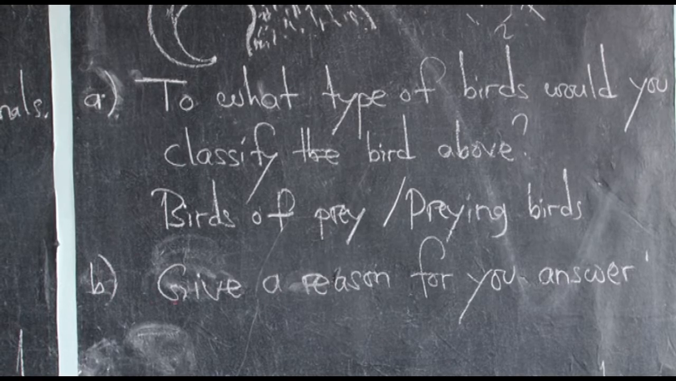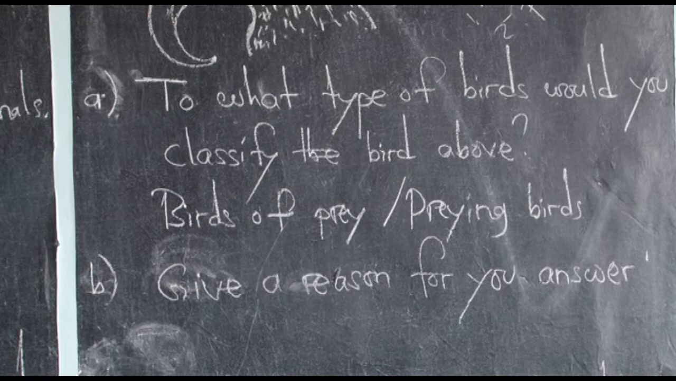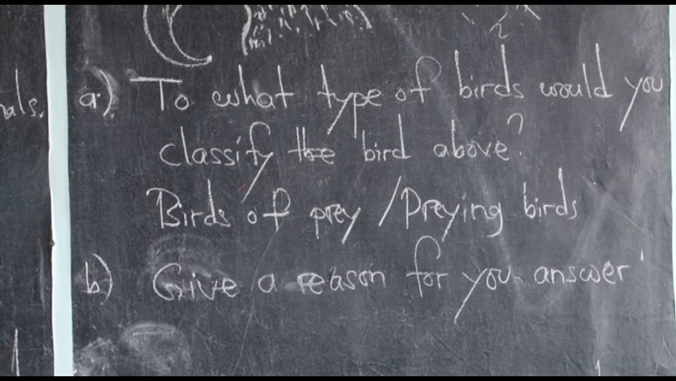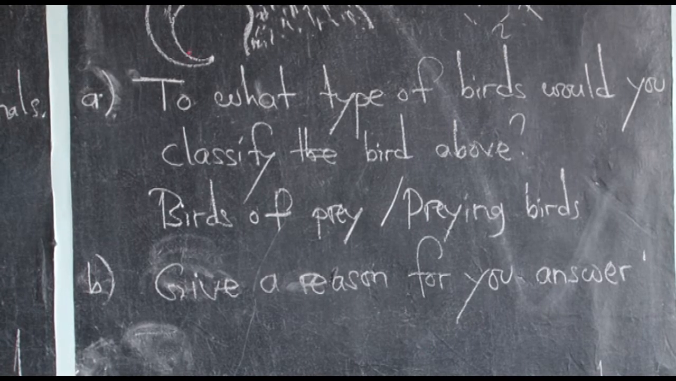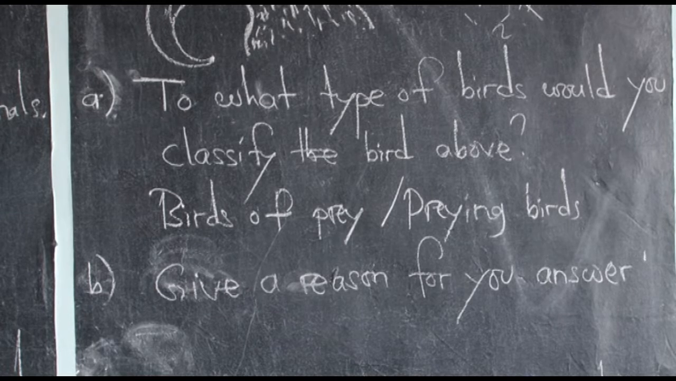Then B, we were asked to give a reason for your answer. Simply, we can go back to answer this from A. Why do we classify this bird as a bird of prey? We say, look at the beak and then the feet. When you look at their beaks, birds of prey have sharp curved beaks.